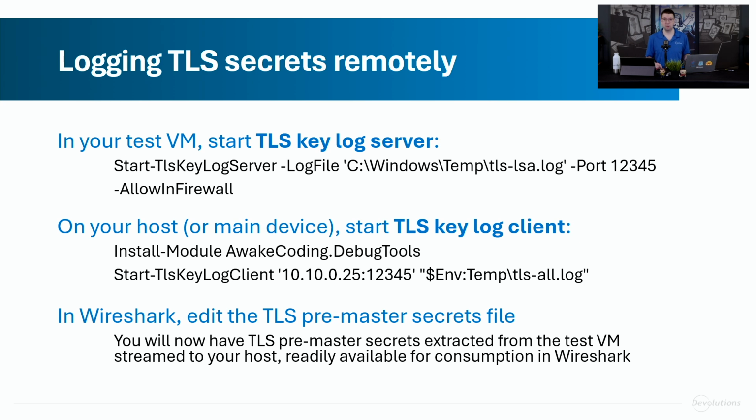You want to install Wireshark on your host device if you don't have it already, and it's almost the same procedure as before. You just point to your temp log file, which I call TLS all this time because I'm logging all my TLS master secrets into it. And you should now be able to decrypt in Wireshark from your host when connecting to that test VM.